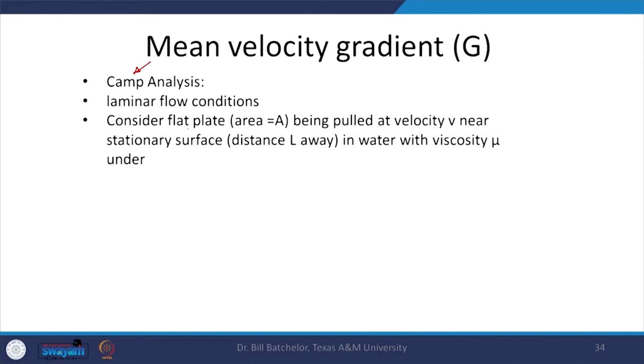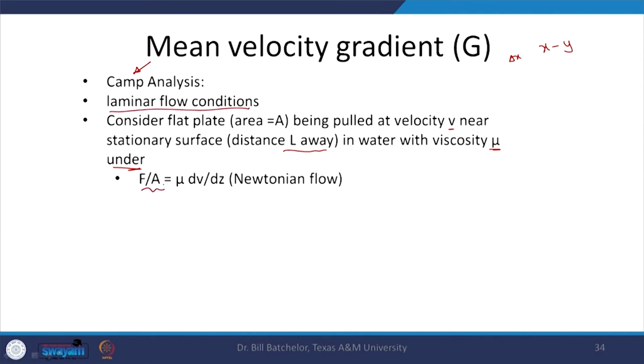And we are assuming that the flat area, which was delta x by delta y in the xy plane earlier, is being pulled at a velocity v near a stationary surface at a distance L away. This is in the z direction. And the viscosity is mu. So this is under laminar flow conditions.